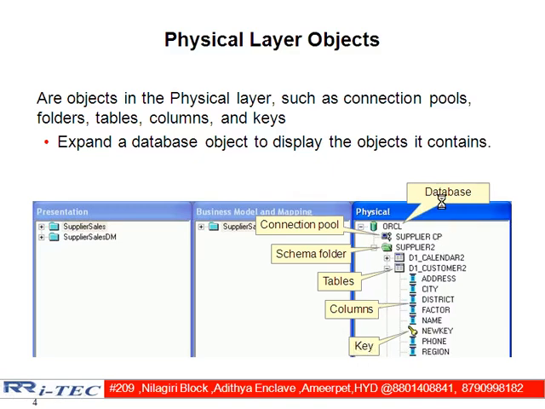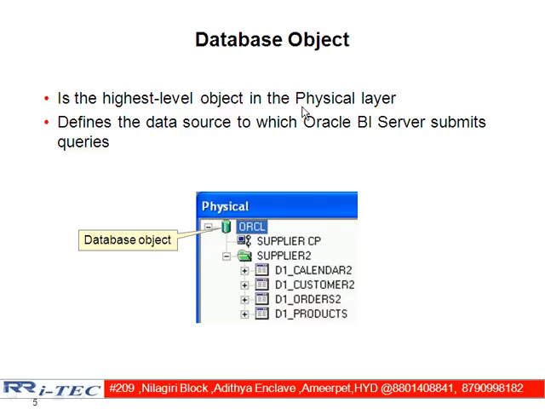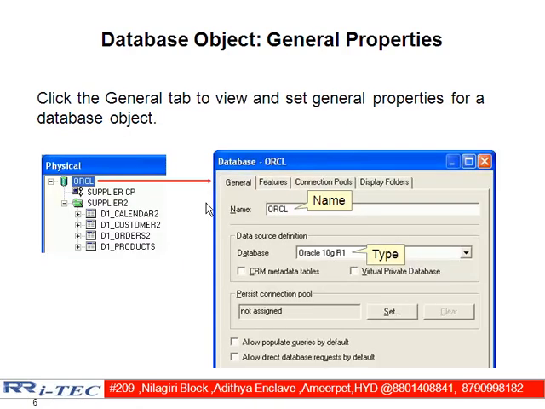I am going for the first one, the database object. It is the highest level object in the physical layer, and defines the data source to which Oracle BI Server submits queries. It is the biggest object or not, sir? It is the biggest object. This is the highest level object. If I right click on view data, then it is submitting the query to where, sir? ORCL database only.